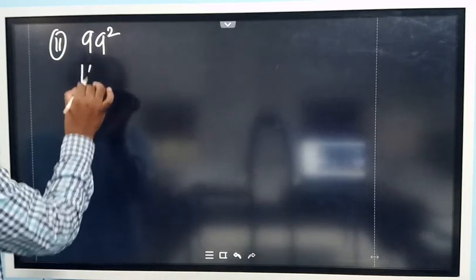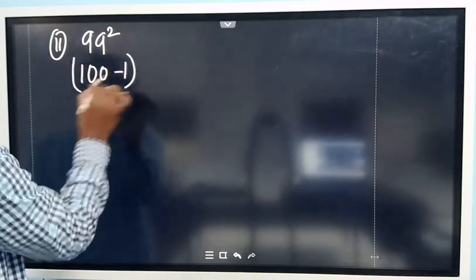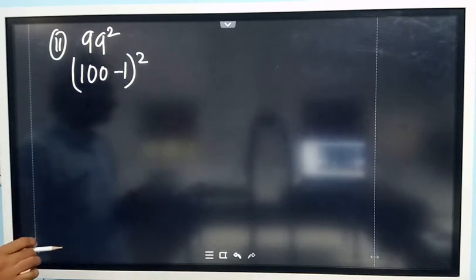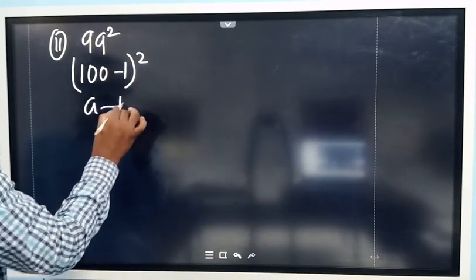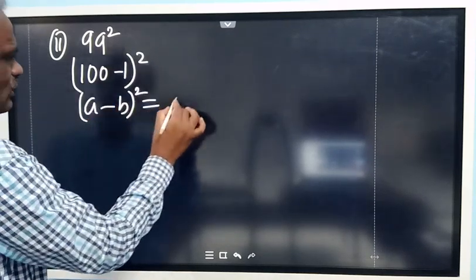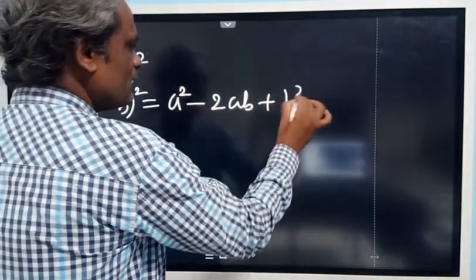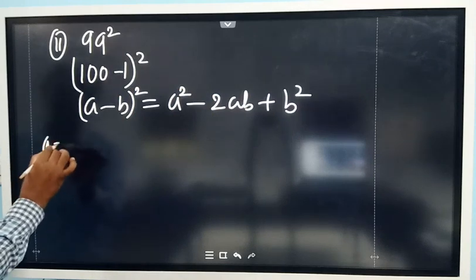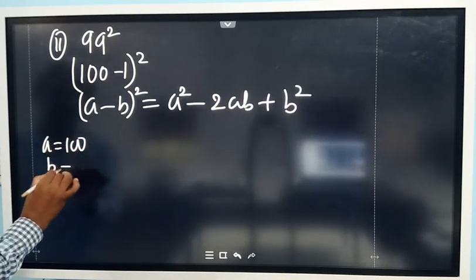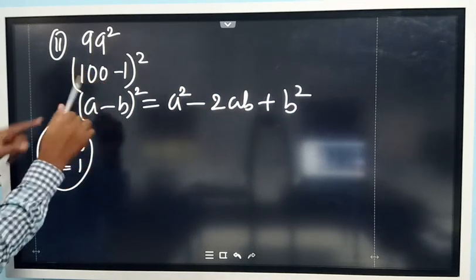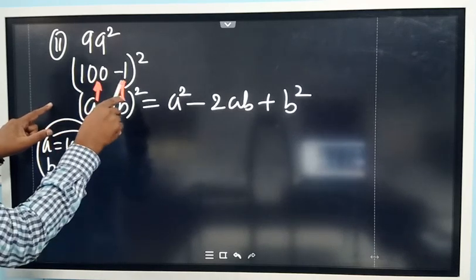So the given question is 99 square. You can write this as 100 minus 1 whole square. 100 minus 1 is nothing but 99 only. So now this is in the form of a minus b whole square. A minus b whole square means a square minus 2ab plus b square. Compare: in place of a you write 100, in place of b you write 1.